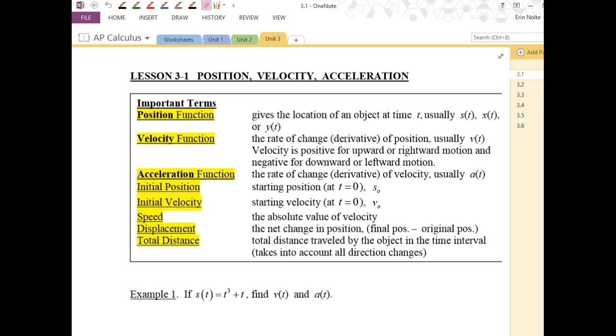Okay, so the position function is basically some function that is describing the movements.